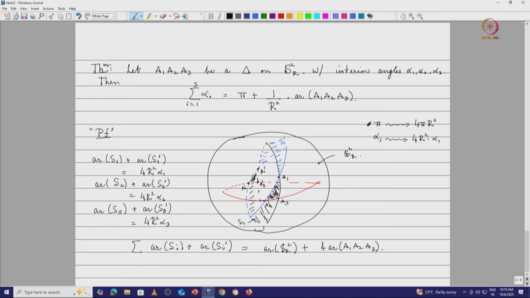So you get this formula. On the other hand, what is this? This is precisely 4 r squared times the sum of angles. What is the area of the sphere? That's 4 pi r squared plus 4 times the area of A1, A2, A3. Now if you cancel out 4 and divide by r squared, you get precisely this formula. Okay. So this is an elementary proof of this very general sum angle formula for triangles on the sphere.